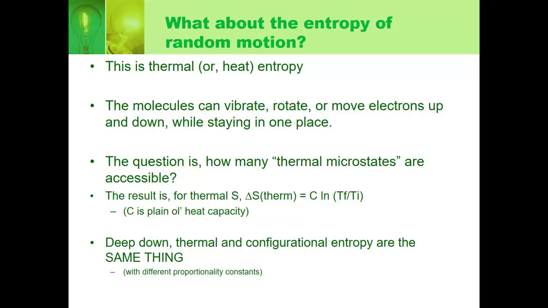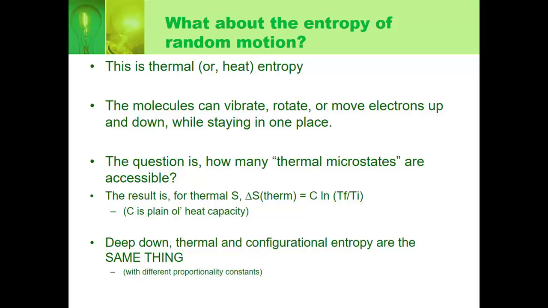So the thing is, we want to ask how many thermal microstates are accessible. If the marbles can be different temperatures, how do the temperatures arrange themselves? And actually, you have a very similar equation. Delta S for thermal entropy is our friend the heat capacity times the natural log of TF over TI. So again, we see a very similar equation, and deep down they're both different facets of entropy.